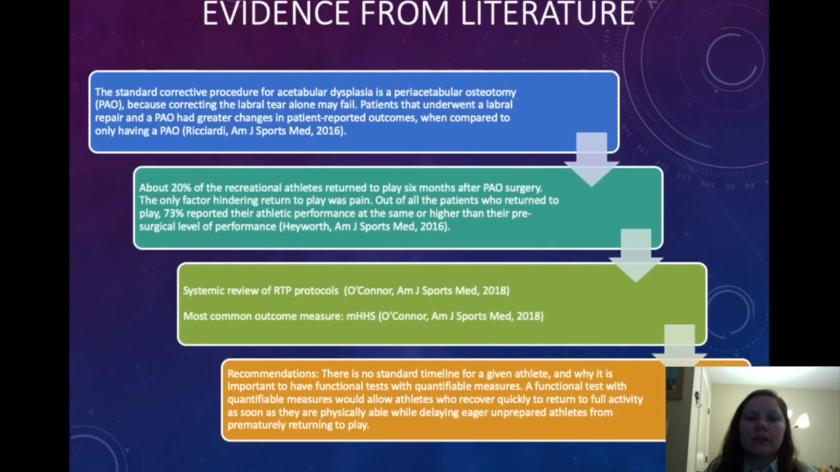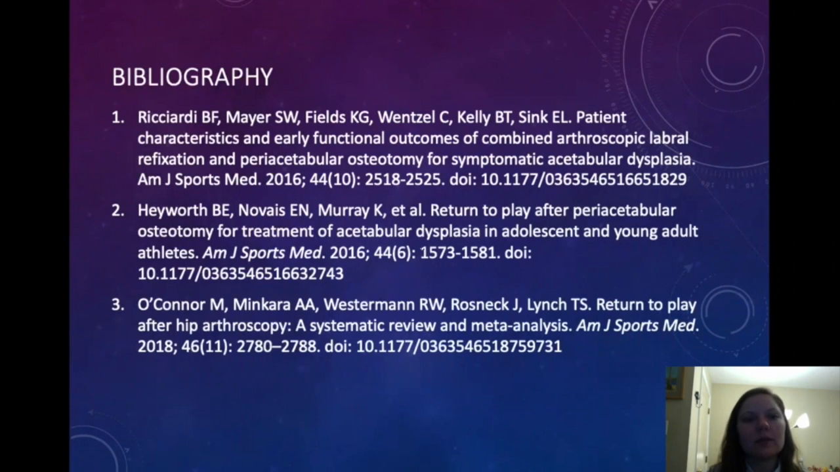So a functional test with quantifiable measures would allow an athlete who recovers quickly to return when they're ready, and then delaying anyone that's not ready from returning too early. So I feel like we did all the right things, and hopefully she's good to go from there. And this is my bibliography.